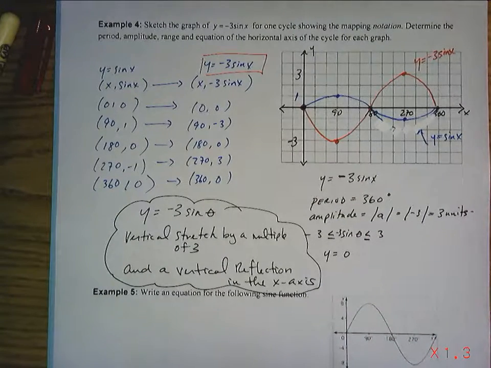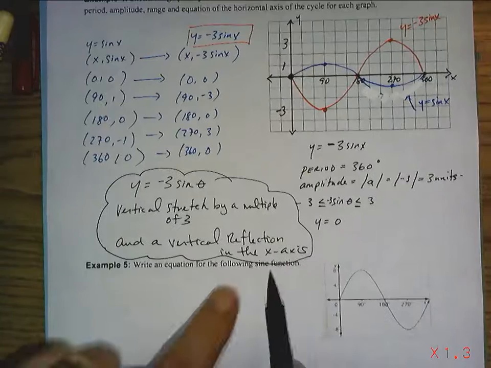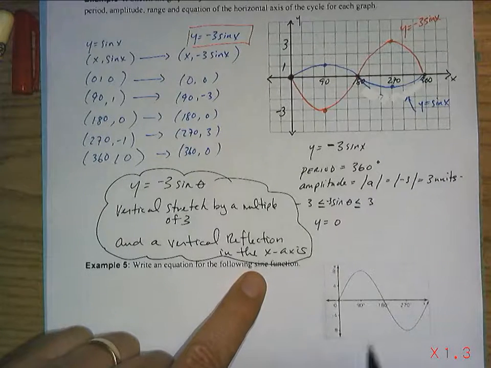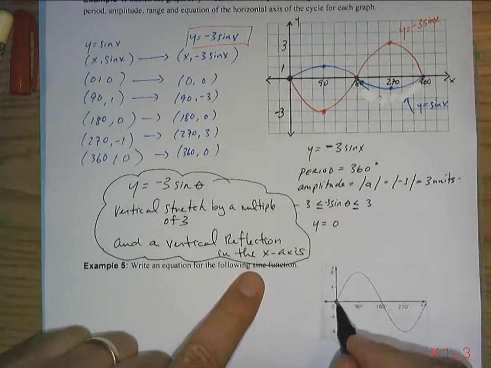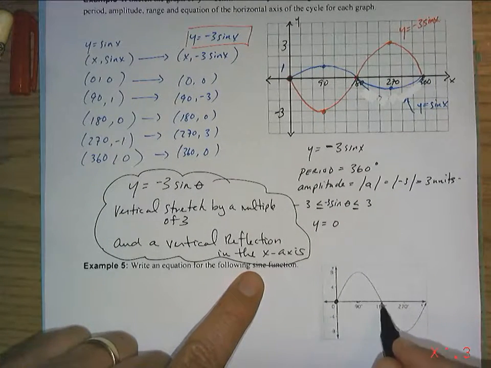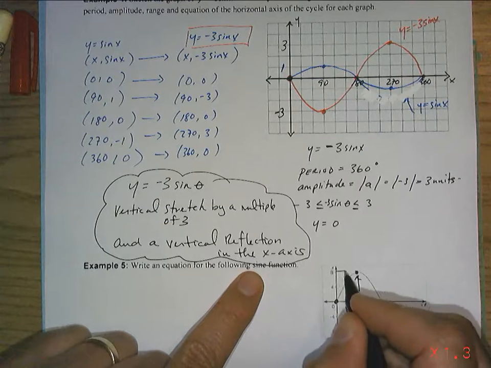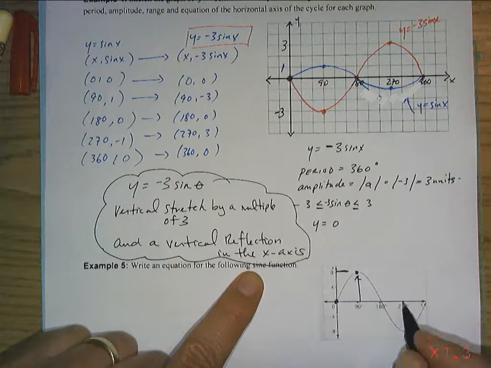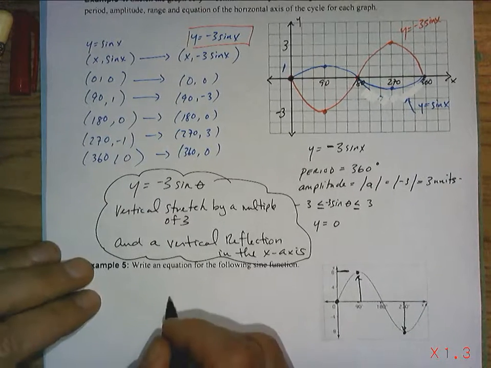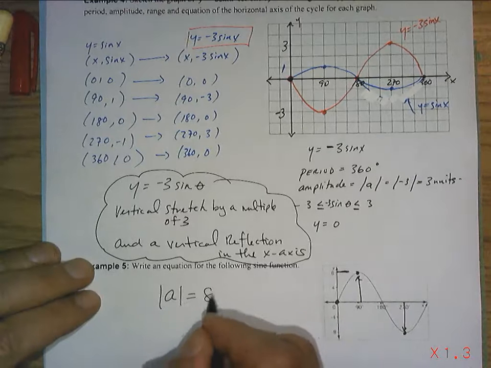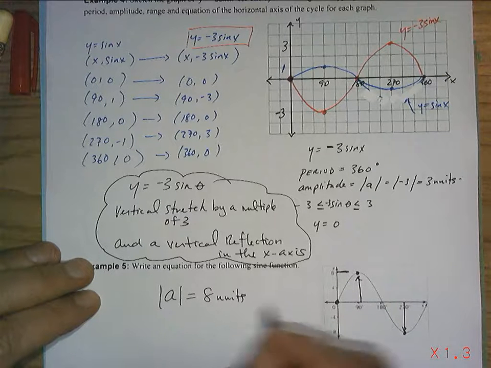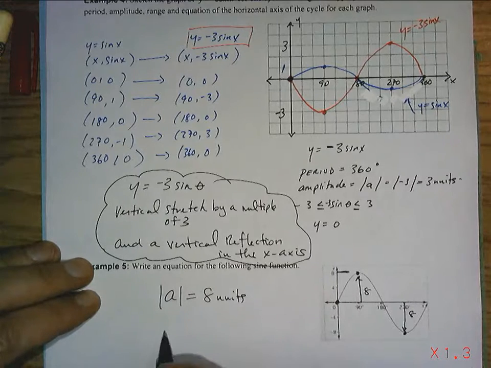All right. Example 5. Write an equation for the following sine function. So we're looking at a sine function. Goes from 0, 90, 180, 360. But we notice that it goes way up here to a maximum of 8. Goes way down here to a minimum of -8. So its amplitude is 8 units. That's the amount that it goes up, and that's the amount that it goes down from its horizontal.